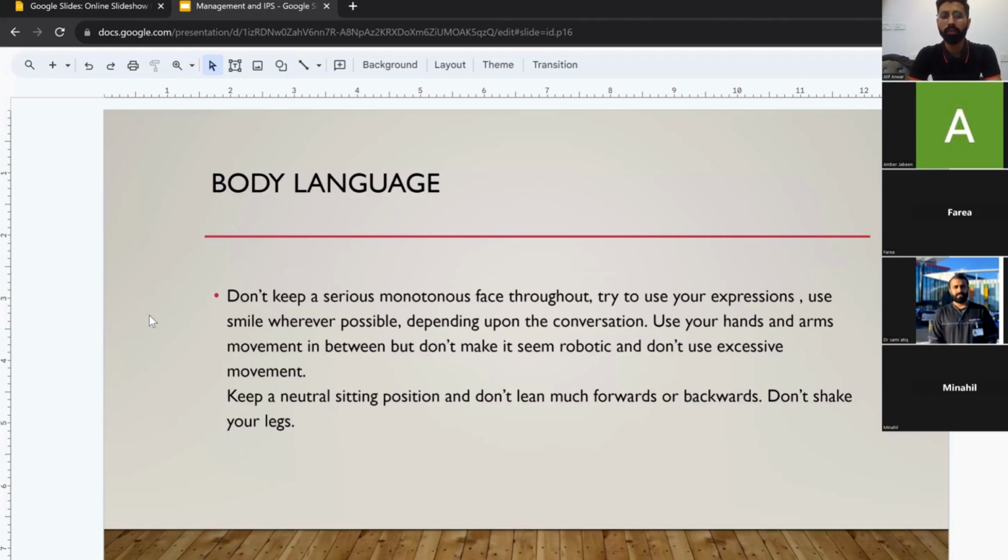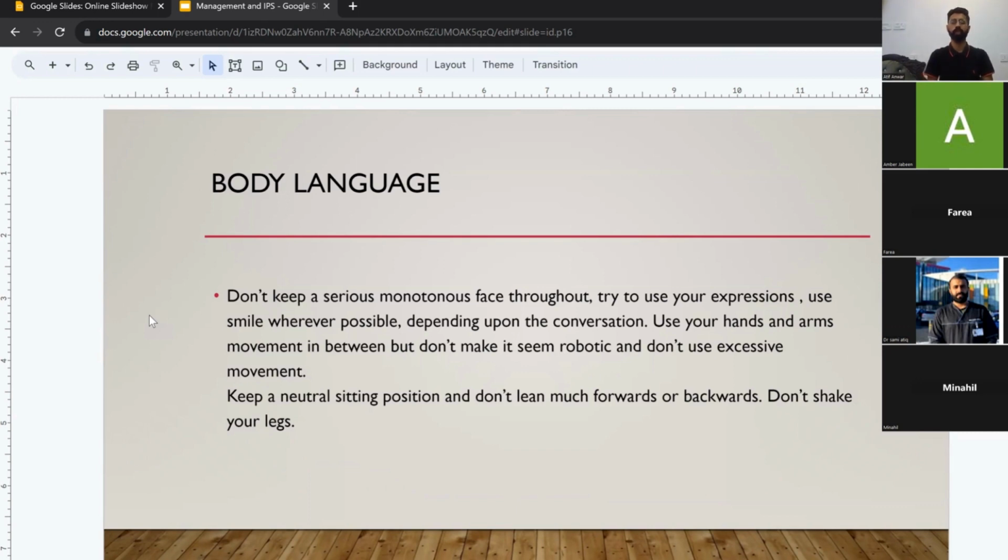Okay, so the next step is body language. There is a complete video guide on the GMC's website. I'll find it and share it in the group, but there are a few things that you need to keep in mind. The first thing is your sitting posture. You'll sit in a neutral posture. There will be a chair, but you should not lean back, and you should also not lean much forward.